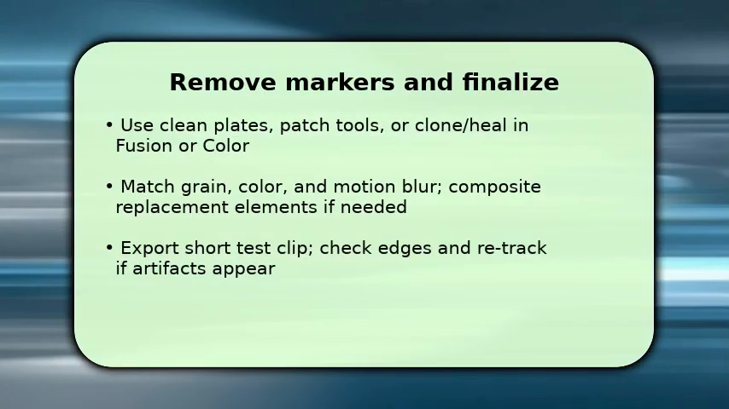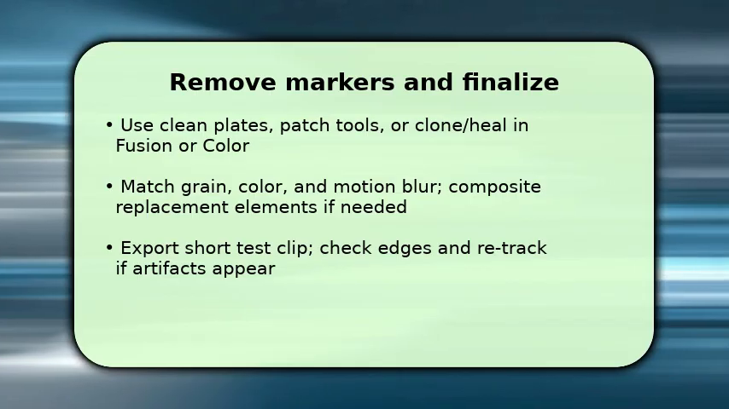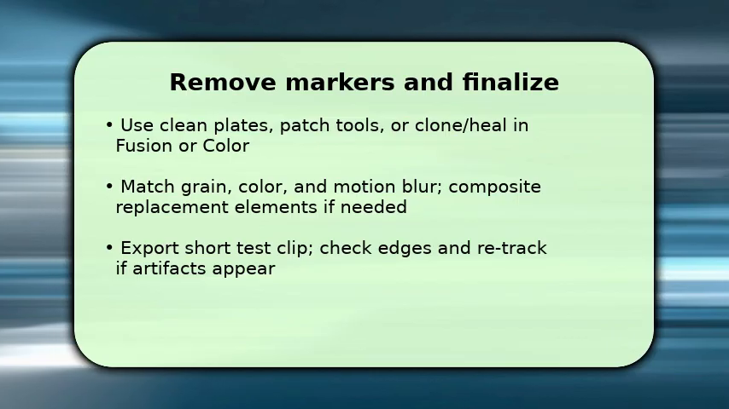You finalize by replacing or removing markers. Create a clean plate or use Fusion's paint/clone and planar repatch tools to cover the marker. Once the patch is placed, match grain, exposure, and motion blur so the fix blends naturally. Composite any replacement element using the track transform.